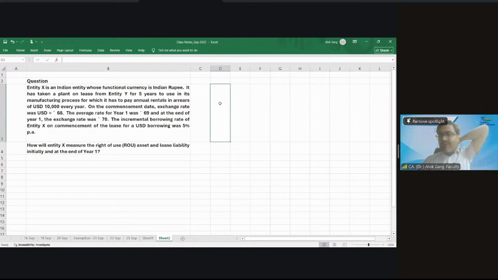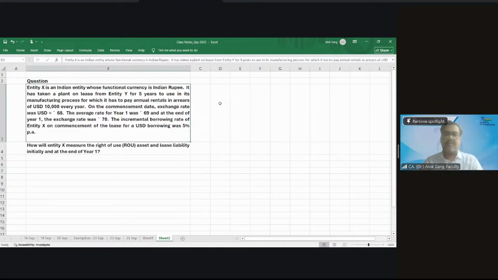So this is a foreign currency transaction. This is a lease transaction, which is a foreign currency transaction. The lessor is from the US and this lease rental is also getting paid in US dollars, $10,000 every year. Now my question is, it says that it has to pay annual rental in arrears. What is the meaning of this?